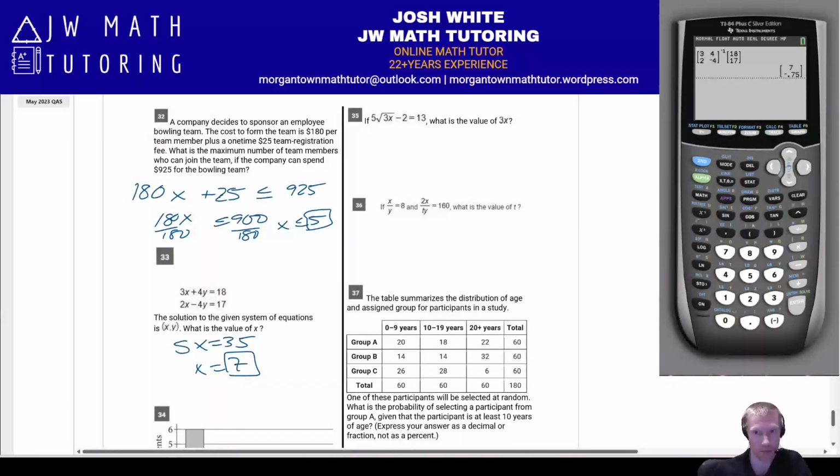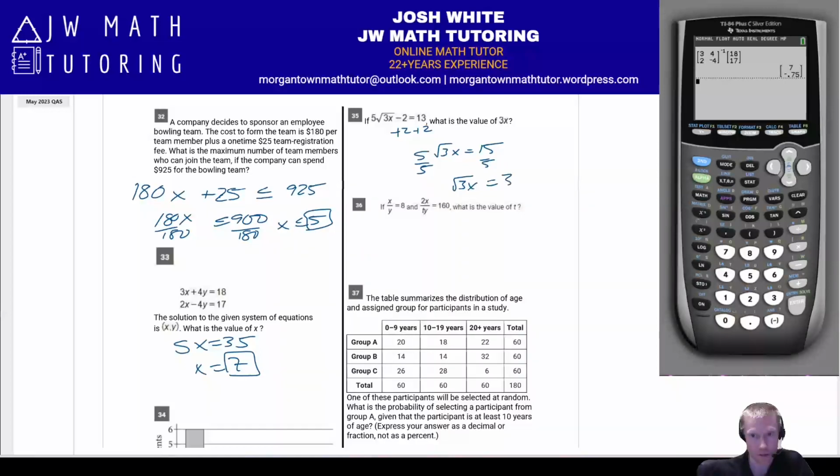Back to the top of the page, number 35. Here you have a radical equation. They're asking for the value of 3x. So the quickest way is just to add the 2 to the other side, and then of course divide by 5. And then once you get down here, of course, you can just square both sides. And so now the square root and the squared cancel out, so you just have 3x on the left, and on the right side you have 9. So the correct answer for this one is going to be 9.